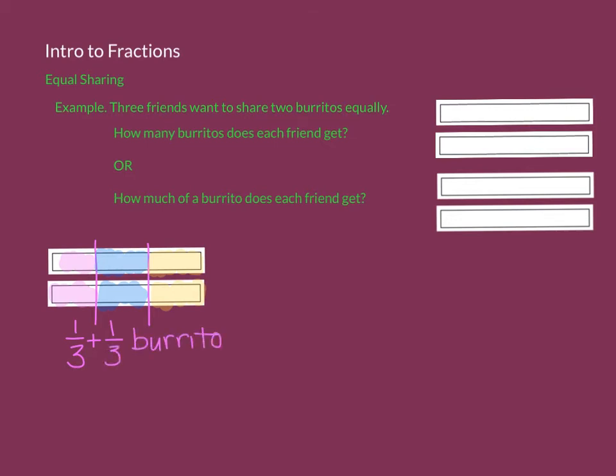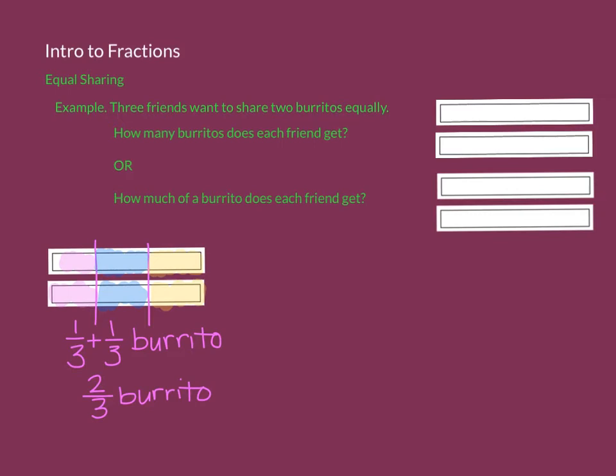Some more advanced students may even know that this is the exact same thing as 2/3 of a burrito. But based on their picture, because they did 1/3 from this burrito, and then 1/3 from this burrito, a lot of students will actually leave their answer like this when they first begin doing equal sharing problems.